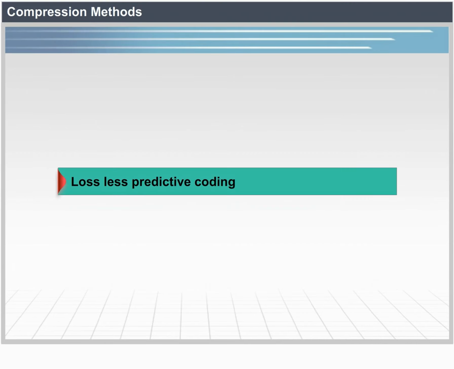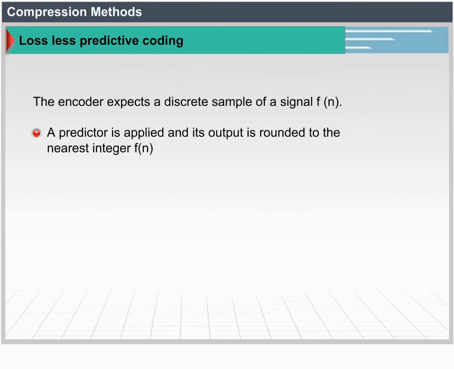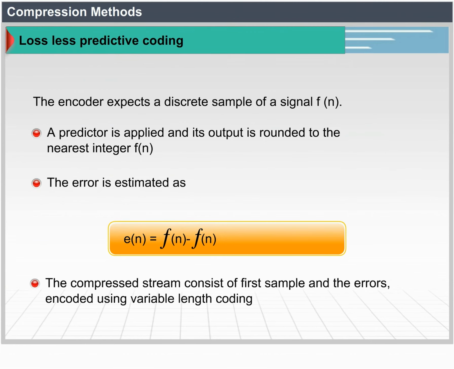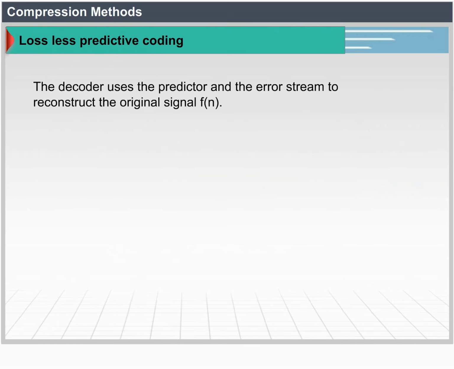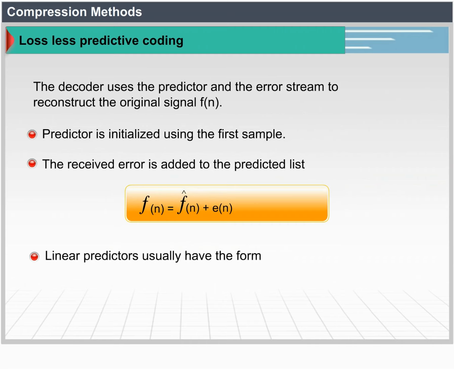Lossless predictive coding. The encoder expects a discrete sample of the signal f(n). A predictor is applied and its output is rounded to the nearest integer, f'(n). The error is estimated as e(n) equals f(n) minus f'(n). The compressed stream consists of the first sample and the errors encoded using variable length coding. The decoder uses the predictor and the error stream to reconstruct the original signal f(n). The predictor is initialized using the first sample. The received error is added to the predicted value, as shown. Linear predictors usually have the form as shown.